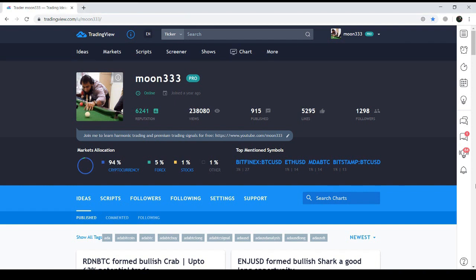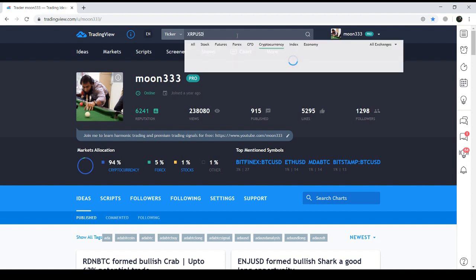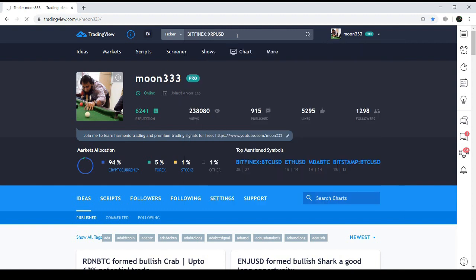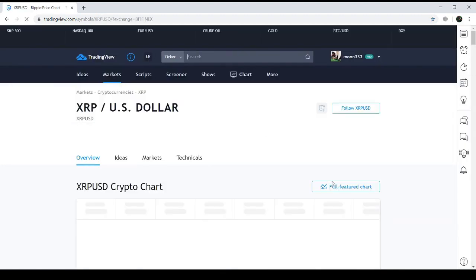In my previous video, I shared 8 altcoins which were expected to give profit within the next 24 hours. The first coin was XRP US dollar, but I could not share the idea of XRP US dollar because my limit for sharing ideas on TradingView was full. But that idea is executed. Let me just show you XRP US dollar. I'm just going to show you this idea on the live chart.